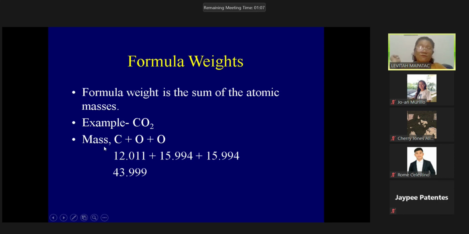So its formula weight, let us get the mass. Your carbon, go to the atomic weight. It has an atomic weight of 12.001. Your oxygen, it has 15.994 or 16. Okay. Then, you multiply it by 2. Therefore, the formula weight of carbon dioxide is 43.99 atomic mass units.